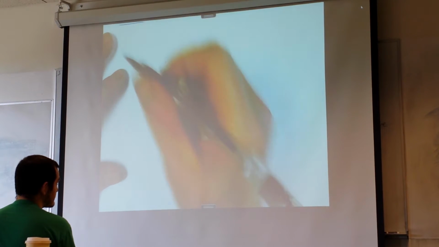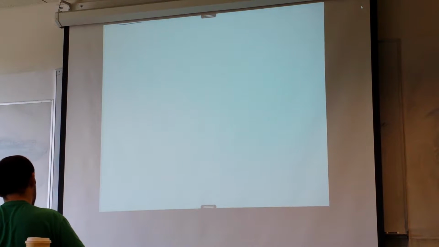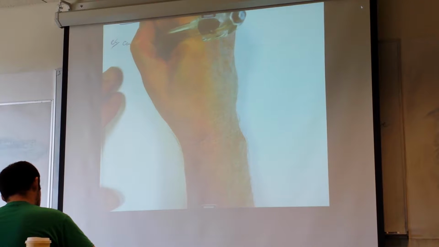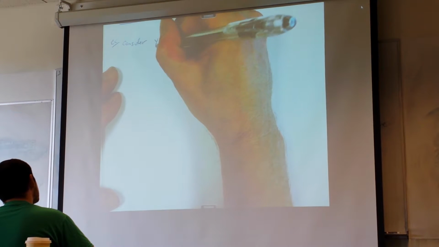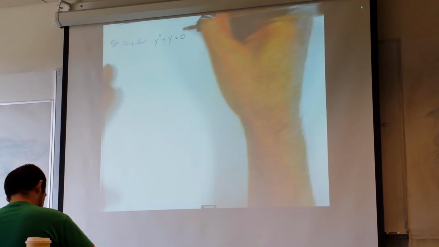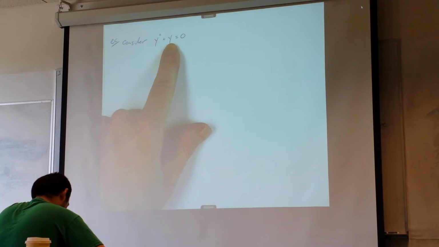So with 3.1, we're going to move fluidly and talk about 3.2 and 3.3. They all deal with the same concept. So let's look at an example. Consider the equation. This is second order, y double prime plus y equals 0. So it's homogeneous with constant coefficients. They're both 1.